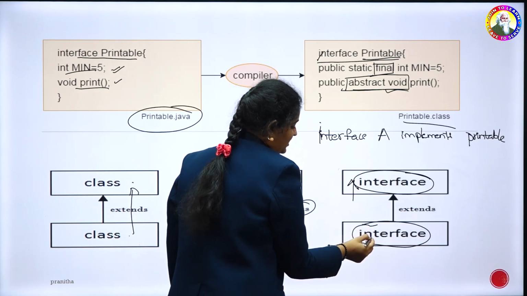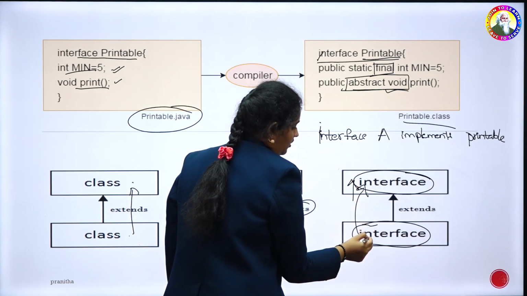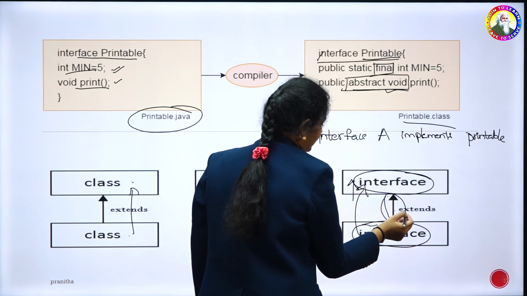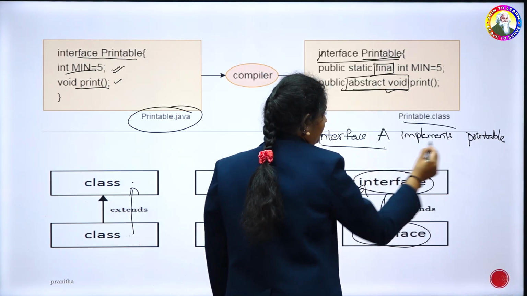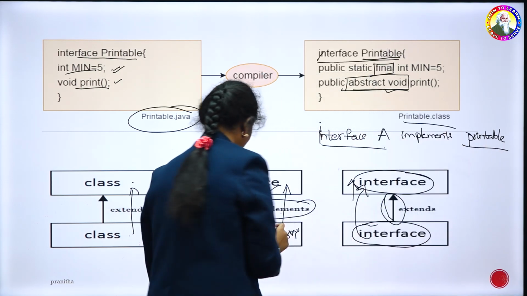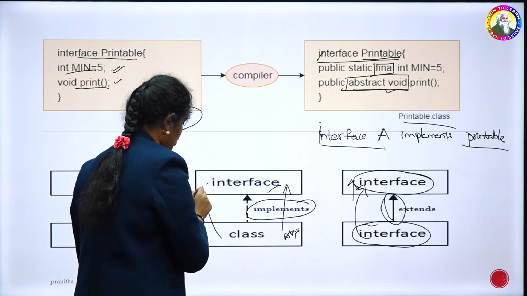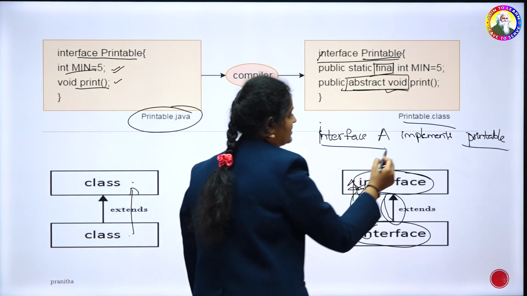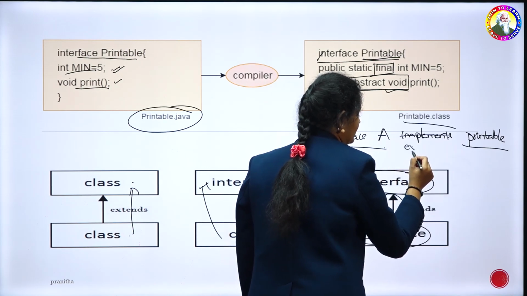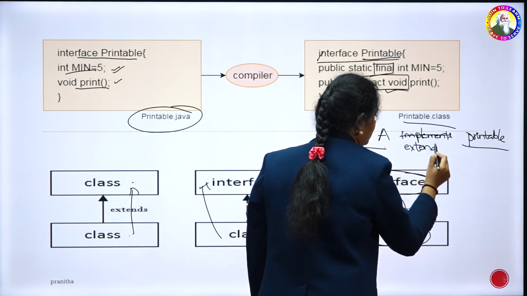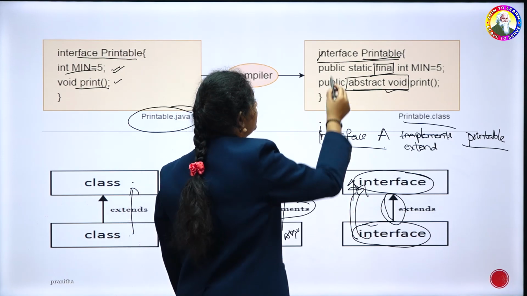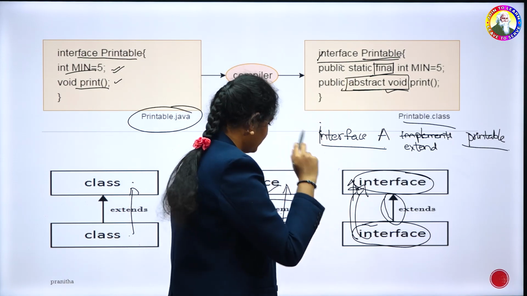See here, this interface will be implementing or else extending whatever the things you can take, it will be interface A and printable. In the class, if you are implementing, it should be an interface itself. While coming to the interface, if you are extending, sorry, here it's extends. It will extend the data. Whatever the interface you are having here, it can be extended with the other interface.